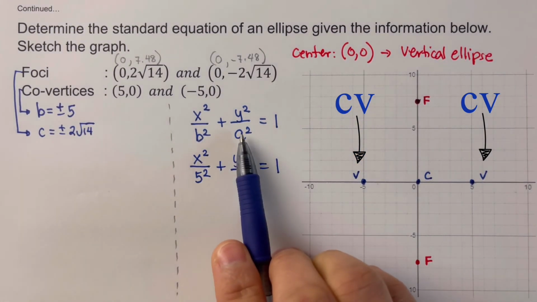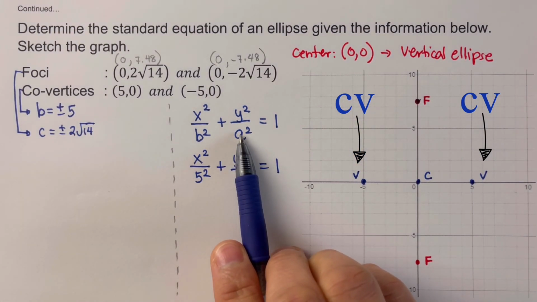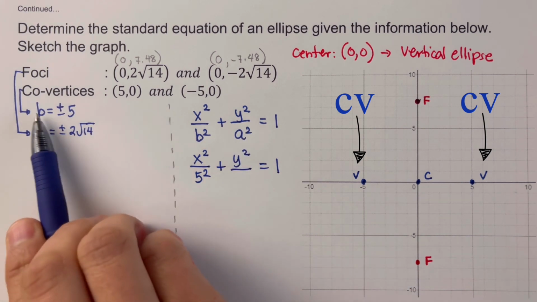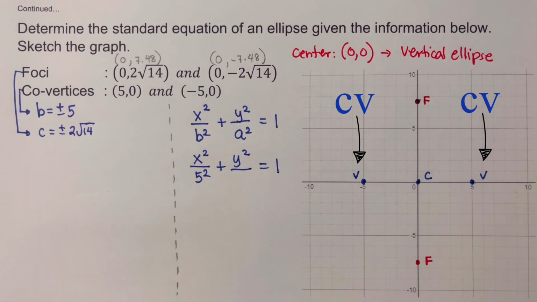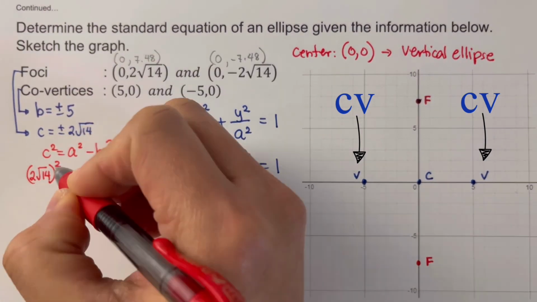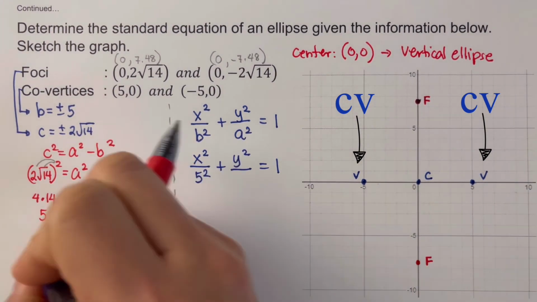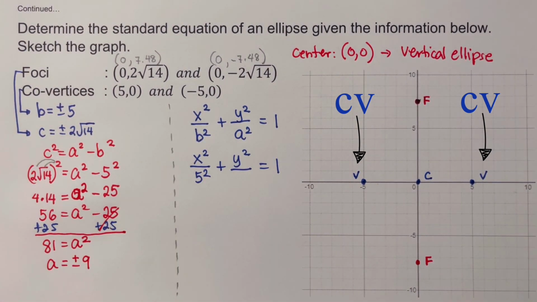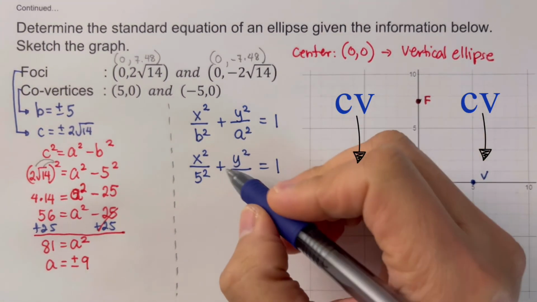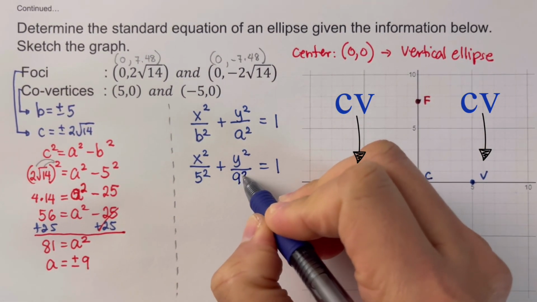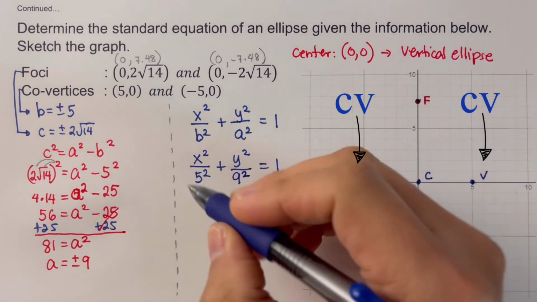Now we don't have a value for A, but we can solve for A using the values of B and C, so we can use the equation C squared equals A squared minus B squared and solve for A from there. So I'm going to show the work down here. Okay, so we can say that the value for A is 9, or A squared is 81. So I can go ahead and write that up here. So that is 9 squared. And so our final equation would come out.